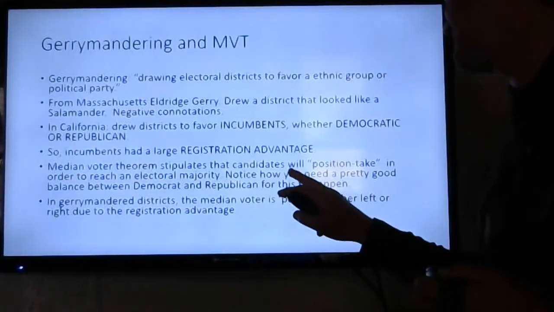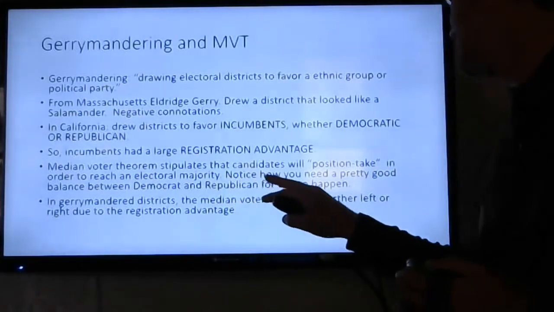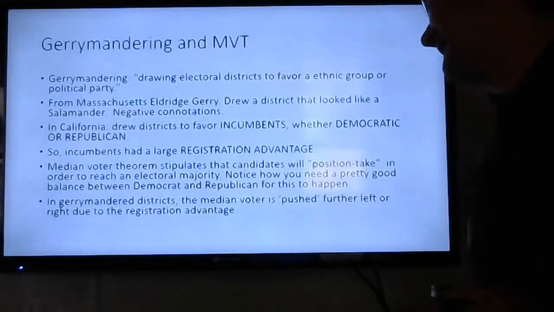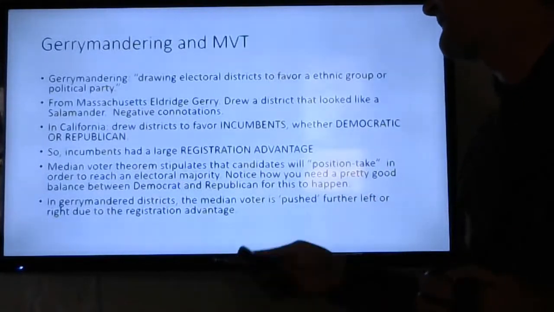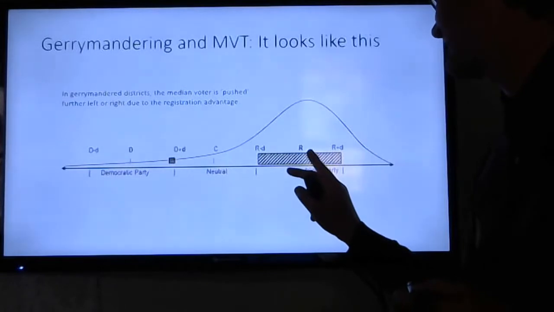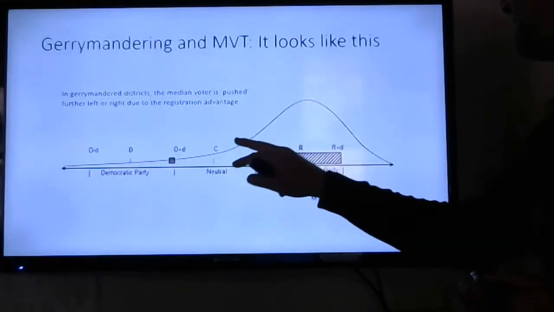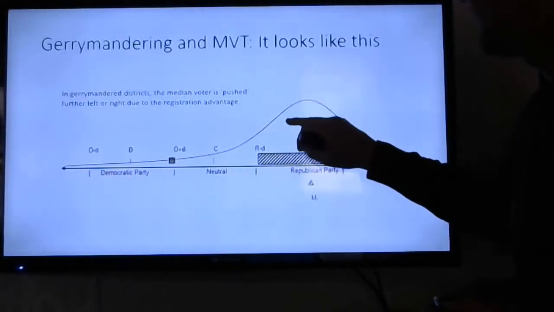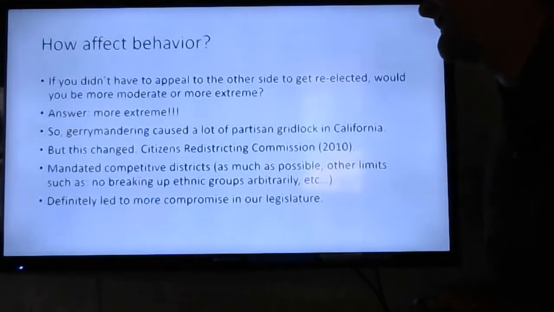Median voter theorem stipulates that candidates will take positions in order to reach an electoral majority. Notice how you need a pretty good balance between Democrats and Republicans for moderation to happen. In gerrymandered districts, the median voter is pushed further left and further right due to the registration advantage. This would be a gerrymandered district in favor of a Republican. Notice very few Democrats, very few people in the middle, and then a big bump here. And so your median voter is going to end up being sort of right around here somewhere. So a Republican's definitely going to win, but it's also going to affect their behavior in other ways.